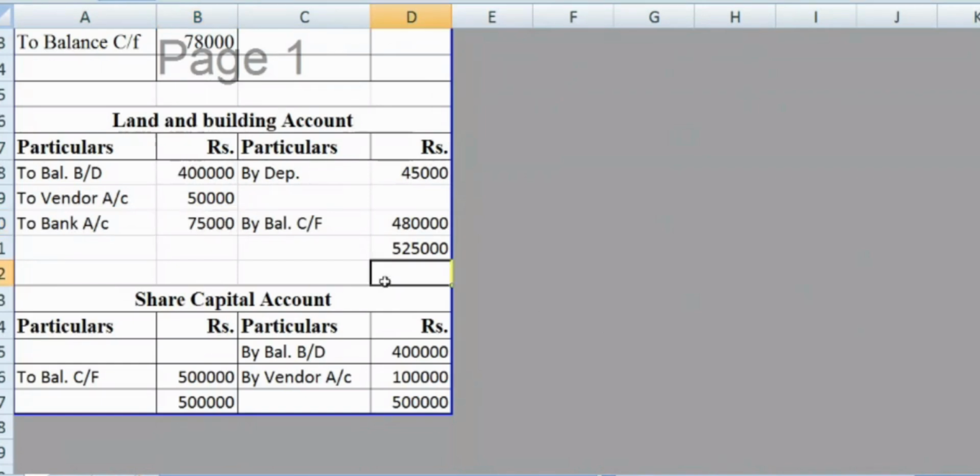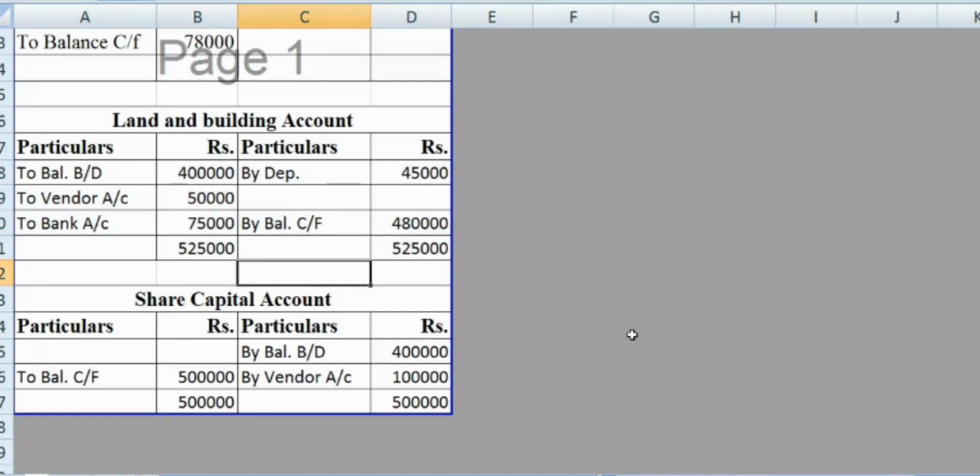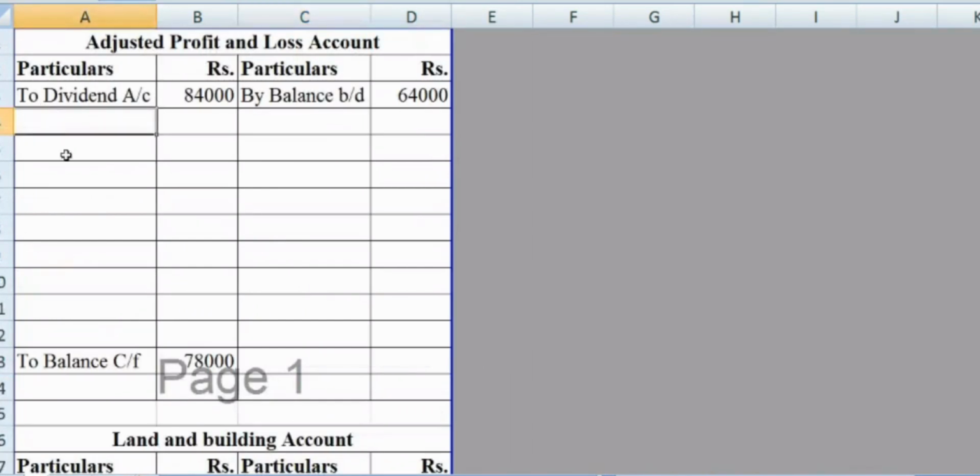What happened now? This side total is 5,25,000, and this side total is also 5,25,000. So the account is closed. Getting it now? If you are not putting this 75,000 on the debit side, then automatically it is the missing figure. So the account is closed. Then any doubt? It is over. And depreciation is also shown on the debit side of the profit and loss account, to depreciation on land and building.